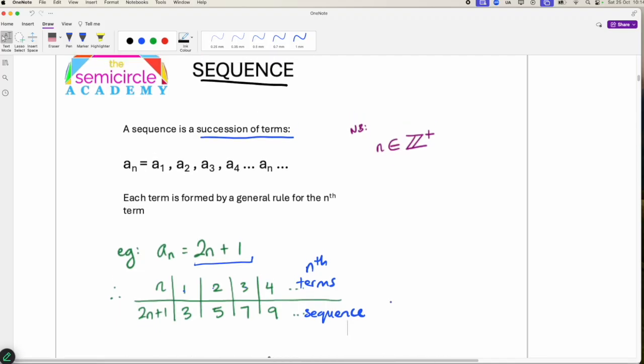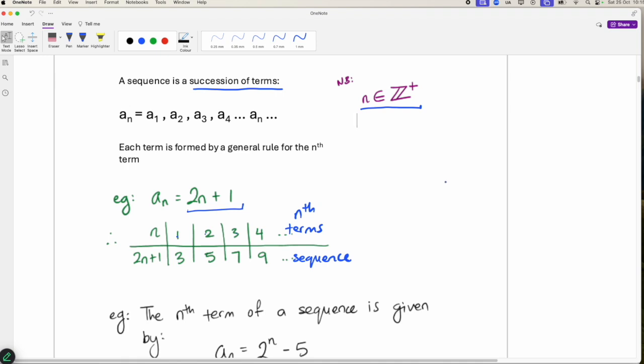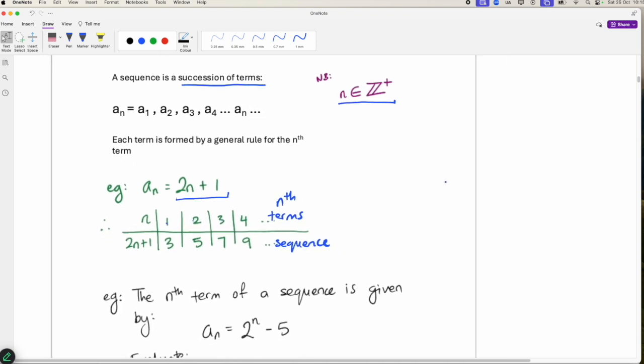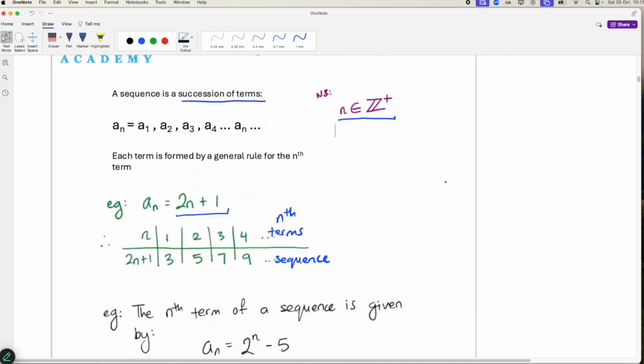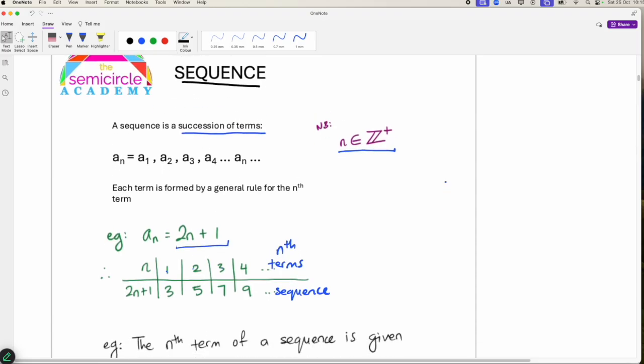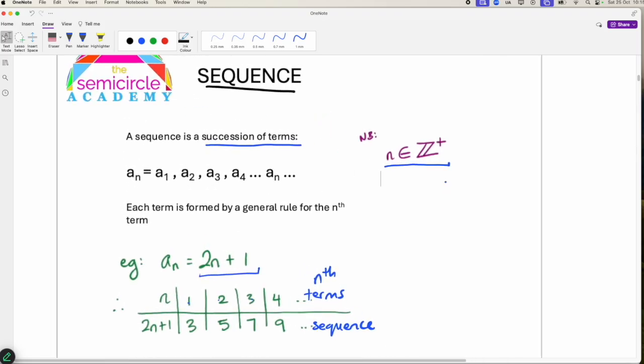Notice generally for a sequence, you can't have a negative first term or a negative second term. So your n is generally a positive integer. You can have a 0 term, but generally we start at 1. Everybody understands what a sequence is. It's just a succession of terms and numbers. No need to over explain it.